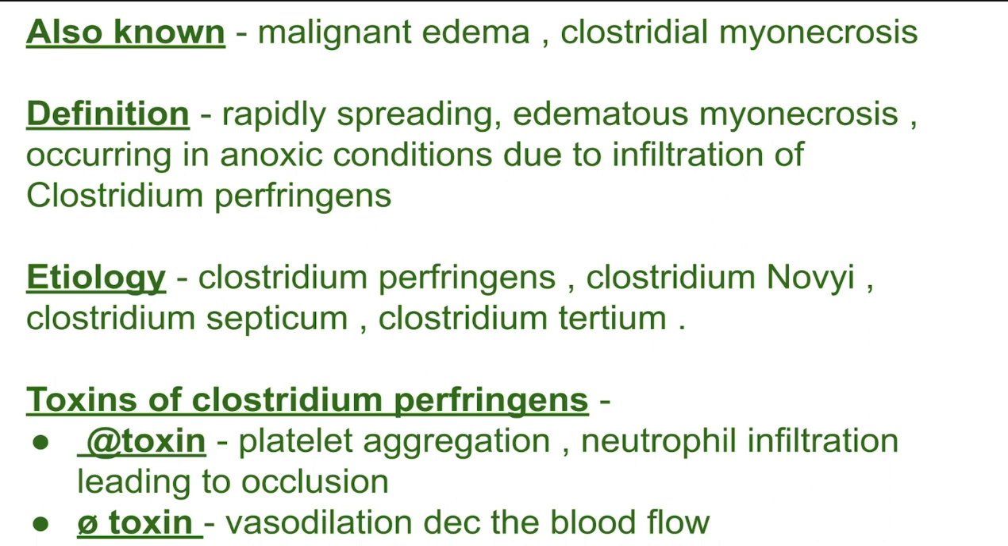Etiology: it can be caused by Clostridium perfringens, Clostridium novyi, septicum, or tertium. Toxins of Clostridium perfringens are alpha toxin and theta toxin. Alpha leads to occlusion, theta causes vasodilation.